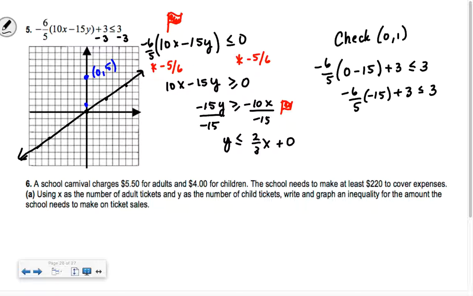So negative 6 over, sorry, I said 6 over 15 to 9. Negative 6 over 5 times negative 15 is going to be 18. Yeah, these will make a negative 3. So negative 6 times negative 3 is 18. Plus 3 is less than or equal to 3. Is that true? No, that's false. So that tells us that we do not shade our 0, 0, or our 0, 1 or our 0, 5.